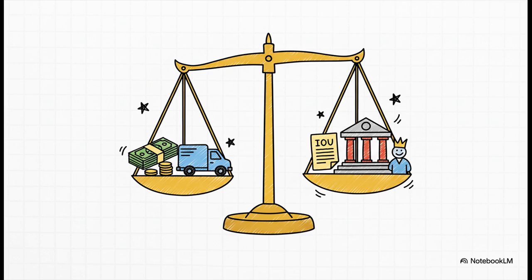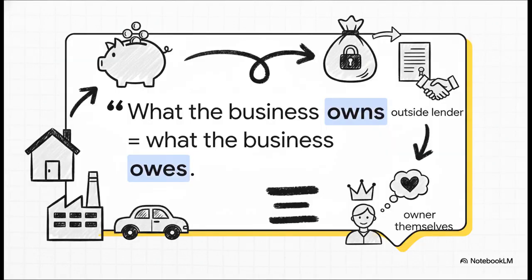So here's the magic. When you put those 3 pieces together, assets, liabilities, and owner's equity, you get the golden rule of accounting. And here it is. Assets equals liabilities plus owner's equity, always. A really simple way to think about this is that everything a business owns had to come from somewhere, right? It had to be funded by someone. So what the business owns has to equal what the business owes. And it only owes 2 kinds of people: outside parties, like a bank, that's a liability, or the owner themselves, and that's the equity.